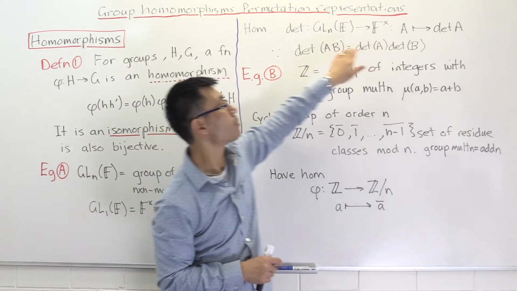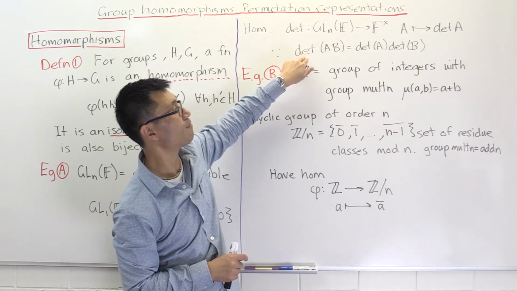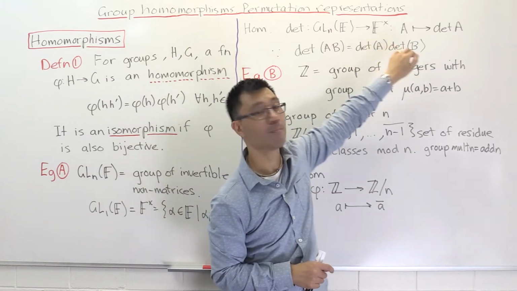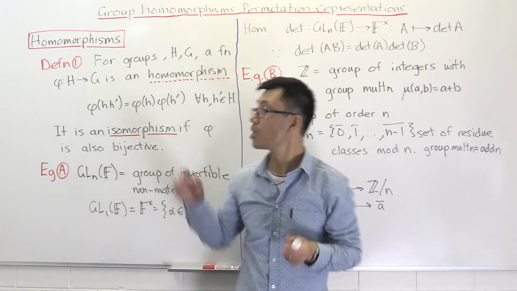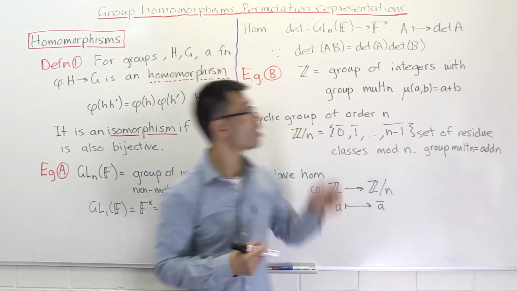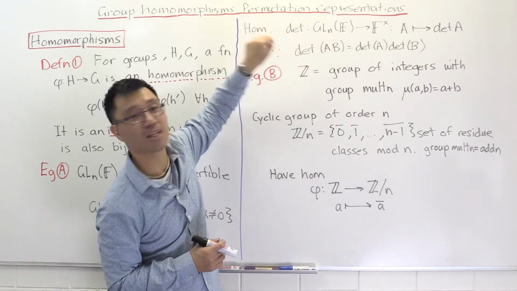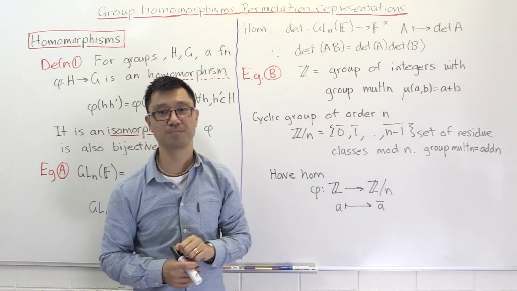So it doesn't matter whether we multiply first and then apply the determinant function, or we take the determinants first and then multiply. That's what it means to preserve multiplication. So we see that holds. This is a well-known formula from linear algebra. So indeed, this is a group homomorphism.